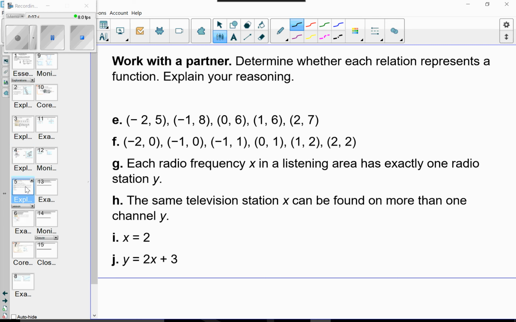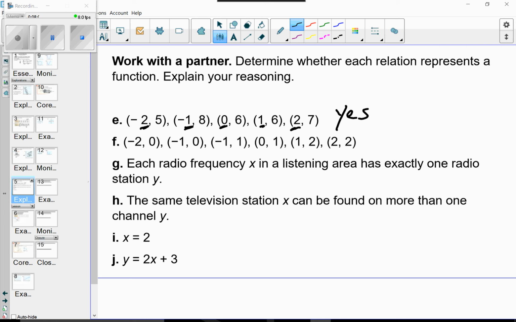Okay. Also, we have a list of ordered pairs. So we're going to do the same thing here. I look for repeat x's. So I've got a -2, a -1, a 0, a 1, and a 2. All those x's are different. So that means every x has one y. And because of that, this is a function.